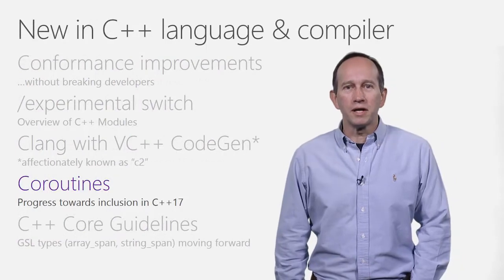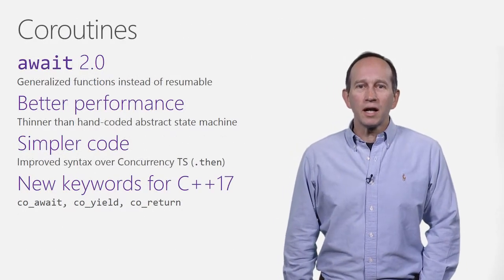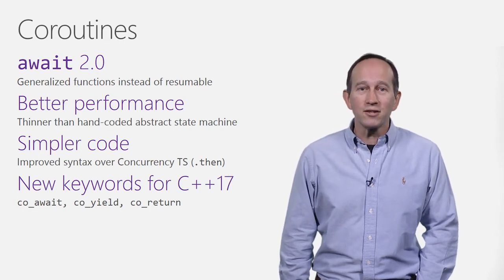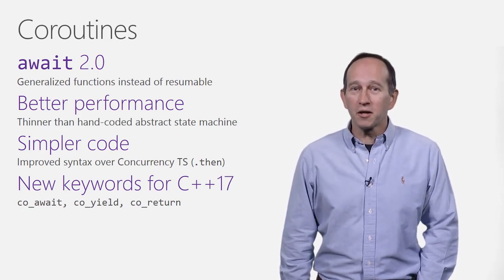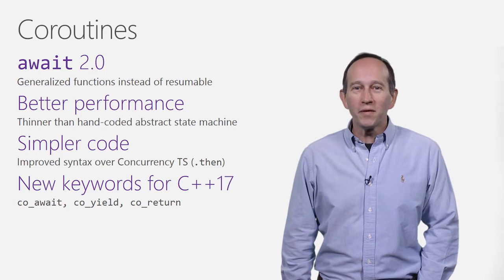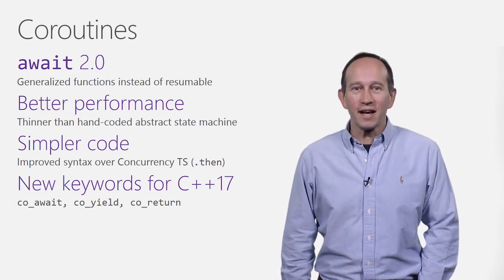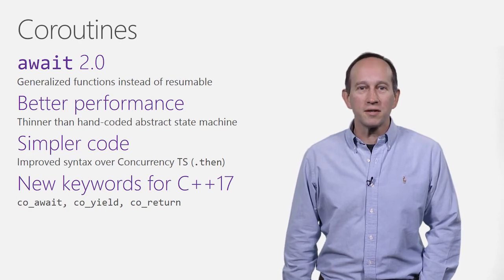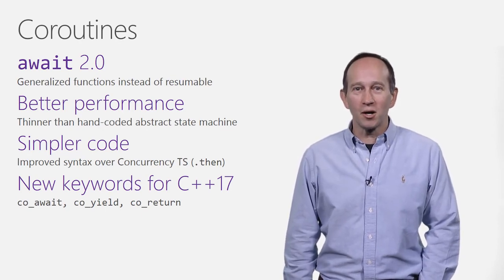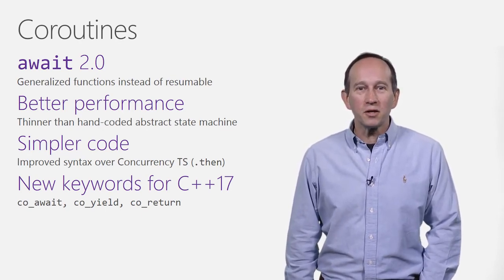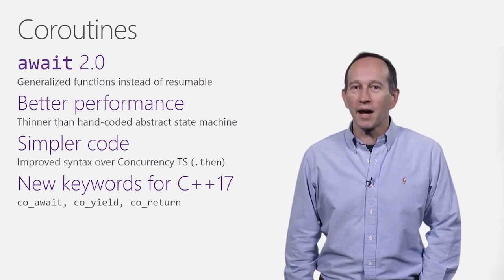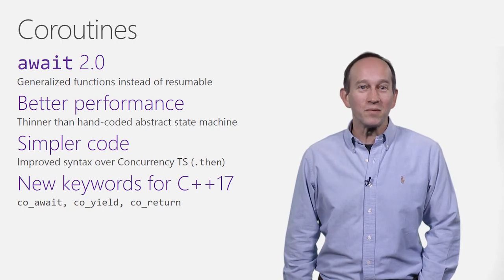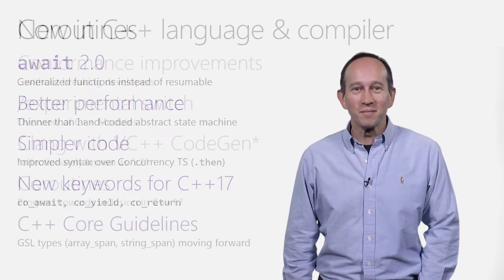So now on to coroutines. Coroutines are generalized awaitable functions. Resumable functions with await were included in VS 2015. But you remember how the committee likes to change things? We're moving our focus away from the old await syntax towards coroutines. Coroutines are on track for C++17, and we've got full support for these coming in Update 1. These functions offer better performance and improved syntax over the old await syntax. And they come with a new set of beautiful keywords.